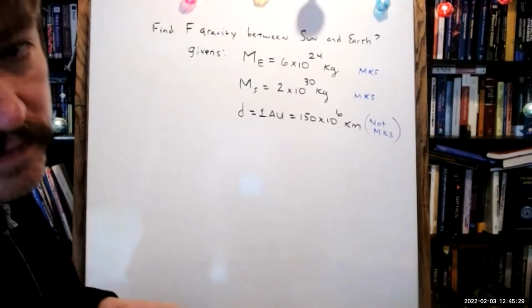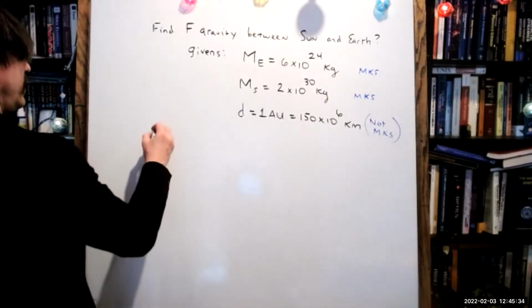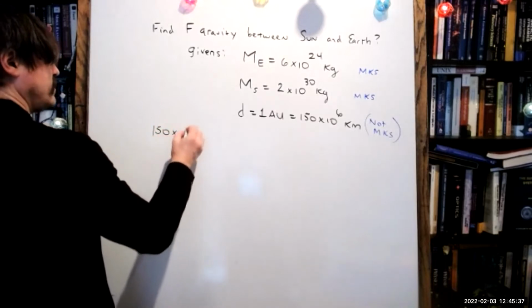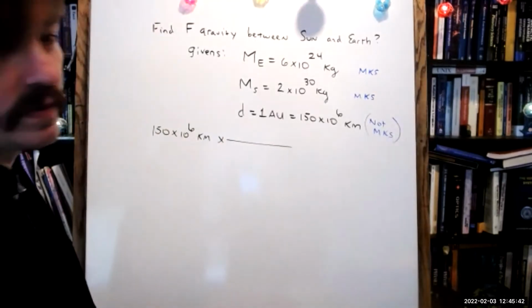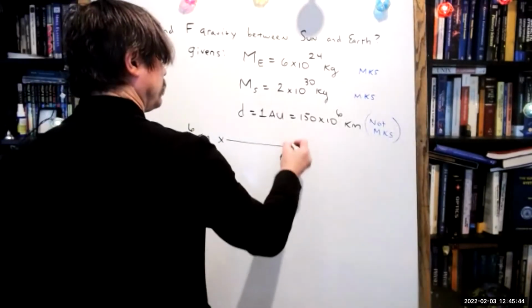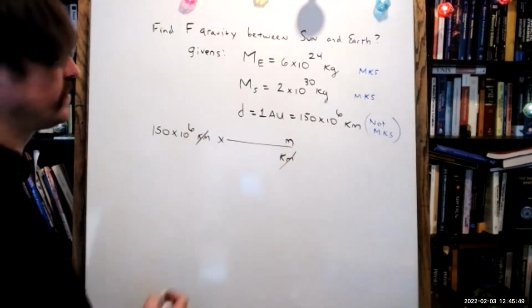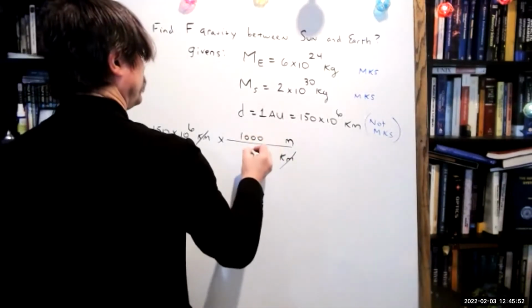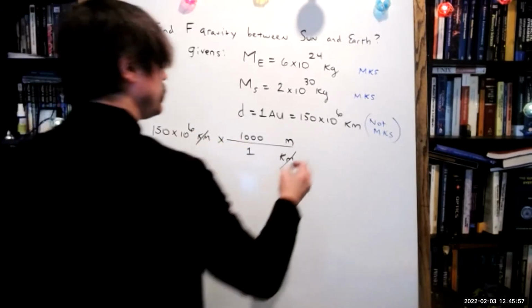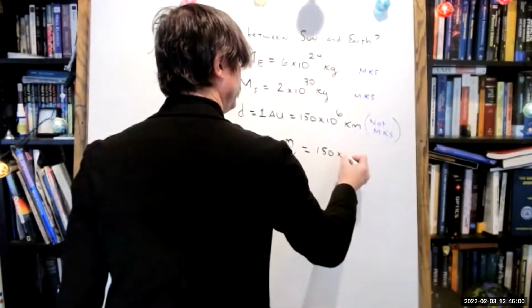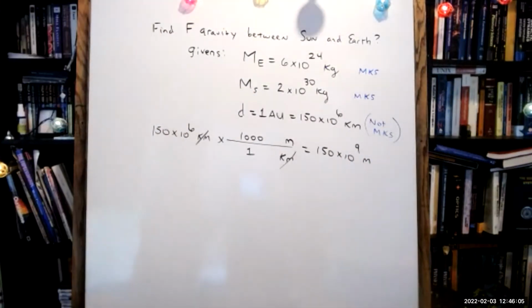We'll have to convert. In the interest of time, I'm going to do that quickly for you. I write down the number to convert with its units. I multiply by a division bar. I put my units in first to cancel, kilometers on the bottom. And then I plug in my conversion factor. 1,000 meters to 1 kilometer. 6 zeros plus 3 zeros gives me 150 times 10 to the 9 meters. That's how quick I want you guys to be.